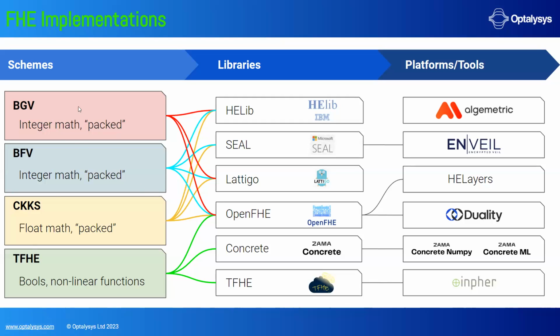So here on the left, you have the various different schemes. You have a categorization of the kind of math that they perform. BGV and BFV work fundamentally on integers. These are packed schemes. You have CKKS, which was developed to work with floating point math, and you have TFHE. Then you have the libraries in the middle that provide varying implementations of these core schemes, and some of the platforms and tools that make use of these libraries on the right.